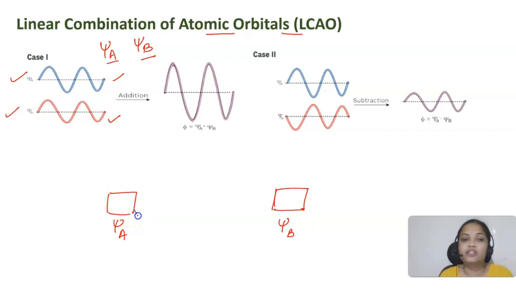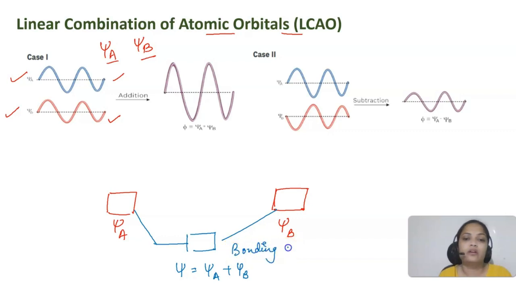Whenever there is addition of wave functions, we get a molecular orbital, which will be psi A plus psi B, and this we call the bonding molecular orbital. As I told you, the bonding molecular orbital has lower energy and greater stability than the anti-bonding. This is the wave function for the bonding molecular orbital. You can see that the waves have been added.